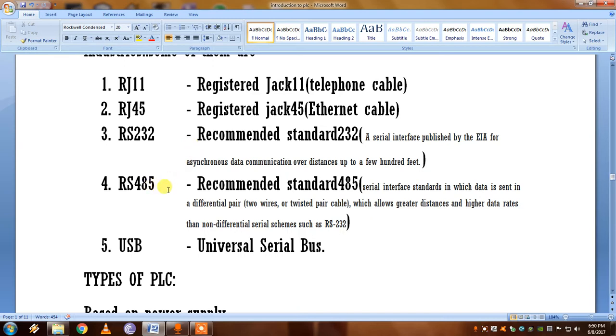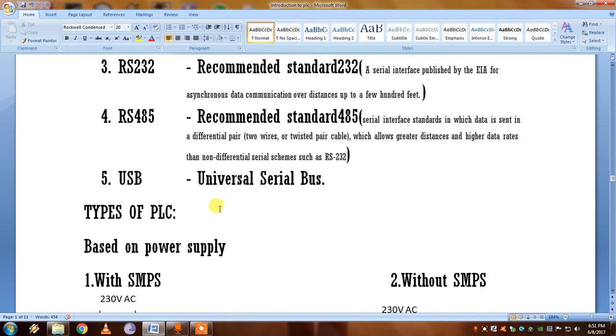But RS485 is also a recommended standard communication protocol with the same definition, but the data is sent through 2 wires or a twisted pair cable, which allows greater distance or higher data rates than RS232. And universal serial bus, you know about that. We use it to communicate between the PC and other bus devices.